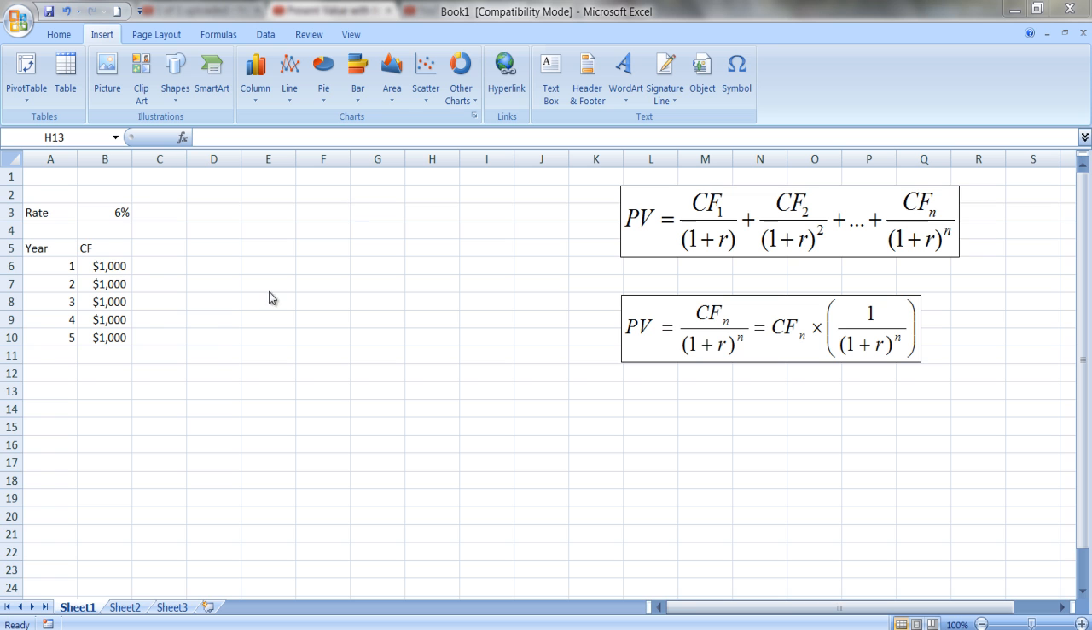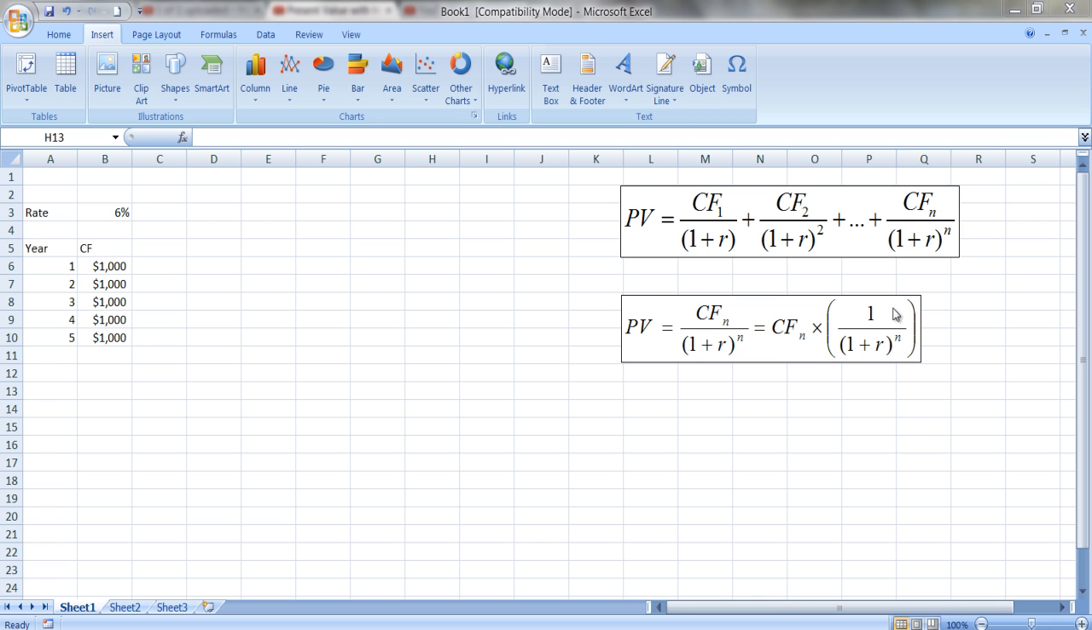So the previous example I had was the interest rate was 6%, and you had cash flows of 1,000 in the first year, 1,000 in the second, et cetera, et cetera. And we wanted to calculate the present value. Well, we used this formula previously. The present value equals the cash flow in year 1 divided by 1 plus r plus the cash flow in year 2 divided by 1 plus r squared, etc. And that basically came from this formula here, that the present value of an individual cash flow in year n was going to be the cash flow divided by 1 plus r raised to the nth power. You can also write it this way, the cash flow in time period n times 1 over 1 plus r to the nth power.